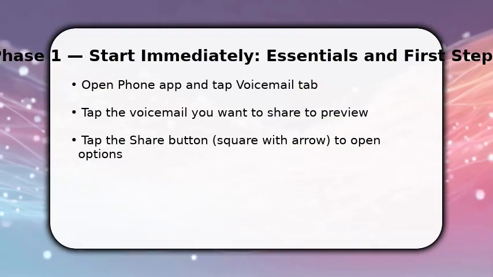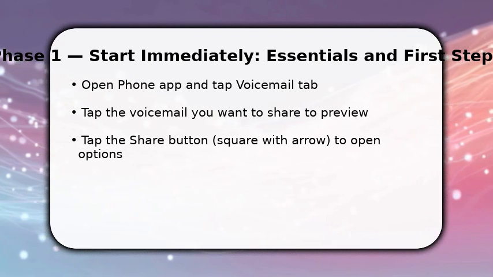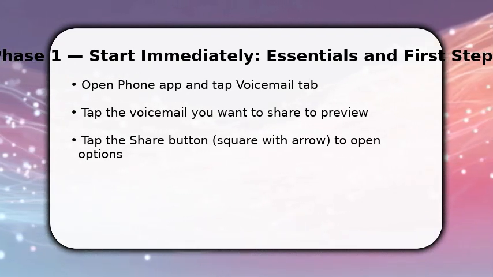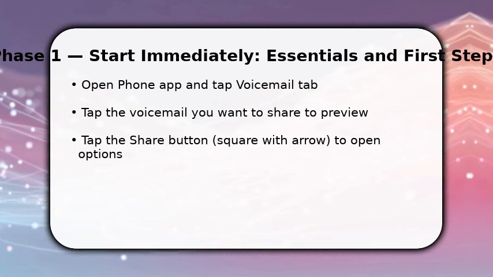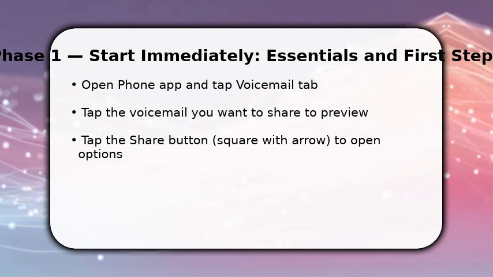You start in the phone app, open voicemail, and tap the message you want. Once selected, swipe or tap to reveal controls and tap share. This shows AirDrop, messages, mail, and more.